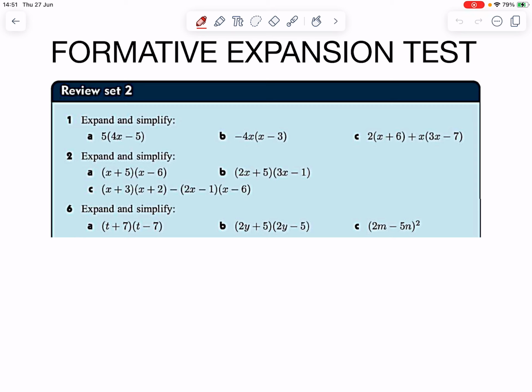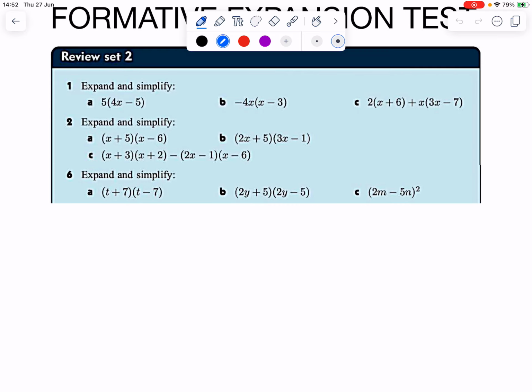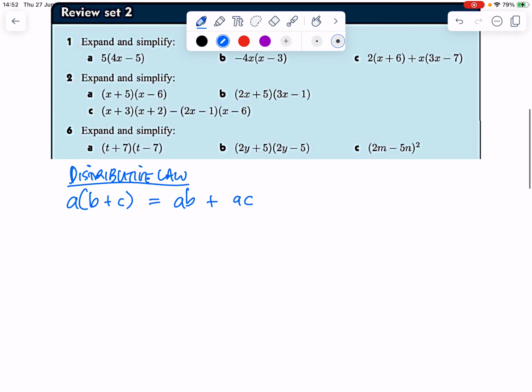So your cheat sheet, I would be hoping, had the stuff that's been taught in class, the rules. So the distributive law looks like this. A bracket B plus C expands to A times B plus A times C. That's the first thing I taught you.